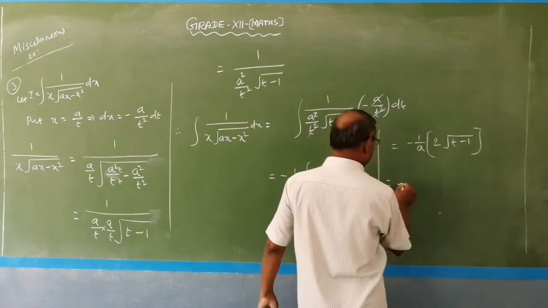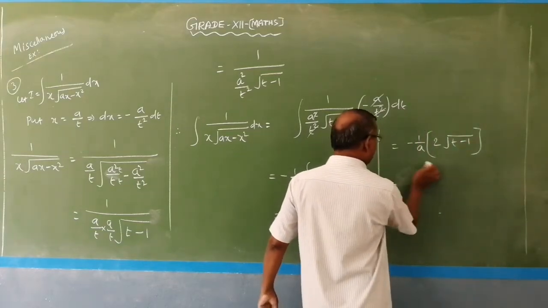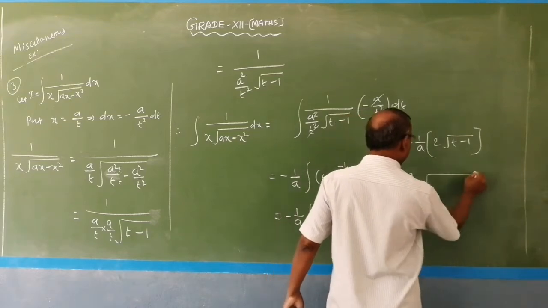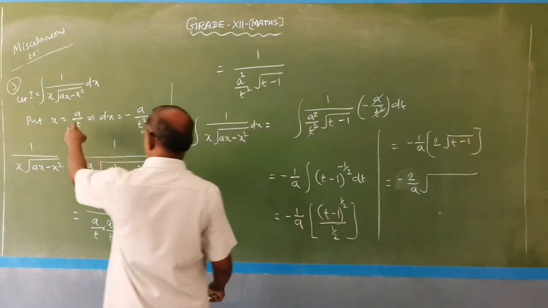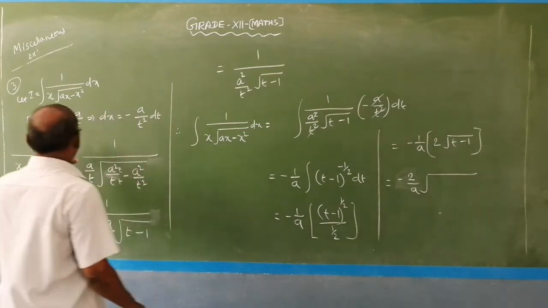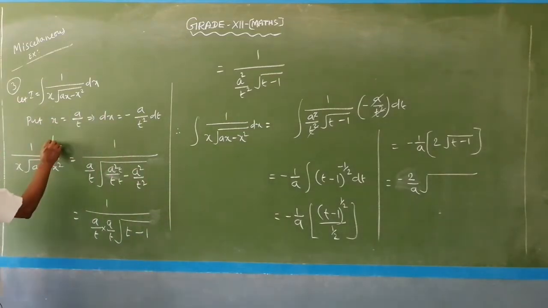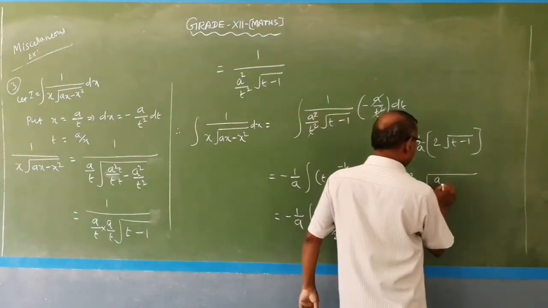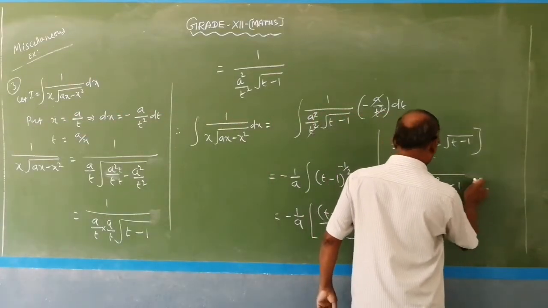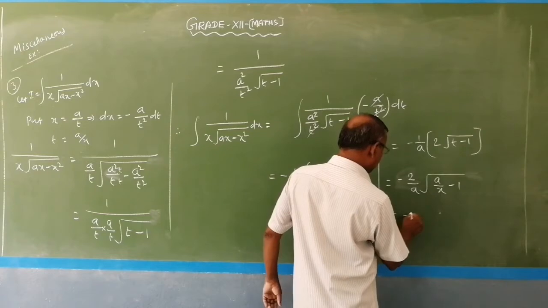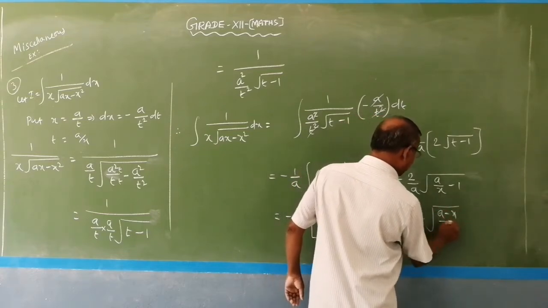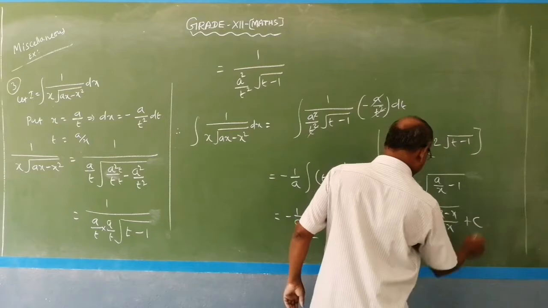So that is equal to minus 2 by a into root of t minus 1. When x equal to a by t, we have t equal to a by x. So this is root of a by x minus 1, or this is minus 2 by a into root of a minus x divided by x plus c. So this is the answer.